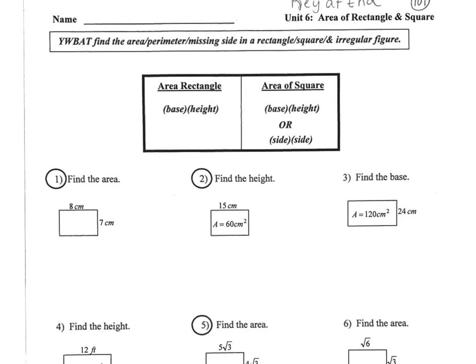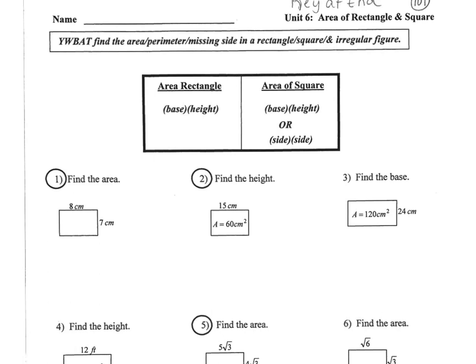Hi friends, welcome. Today we're going to start a new unit called Area. It's just a review of some area rules you already know. You will see that we are working with the area of a rectangle and the area of a square. You'll be able to find the area, the perimeter, which is the distance around, and a missing side in a rectangle, square, or irregular figure.